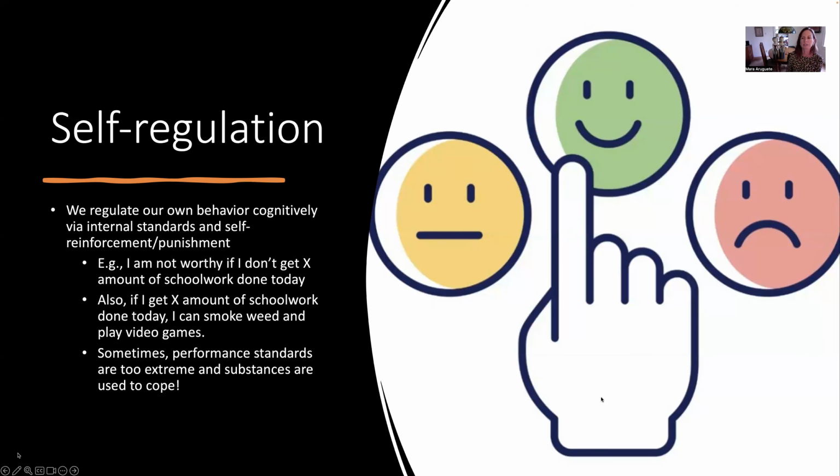Okay, first, self-regulation. We regulate our own behavior cognitively from within via using these internal standards and self-reinforcement and punishment. So you may think to yourself, if you are the type of student that I was, that somehow I'm not worthy, I'm not good enough unless I get a certain amount of schoolwork done per day, right? So I have this internal standard, and sometimes that internal standard can be a little bit extreme, like I have to do this and this and this, or I'm not going to be good enough, or somehow I'm not going to be enough. Sometimes it's hard to ever get to the point of being enough.